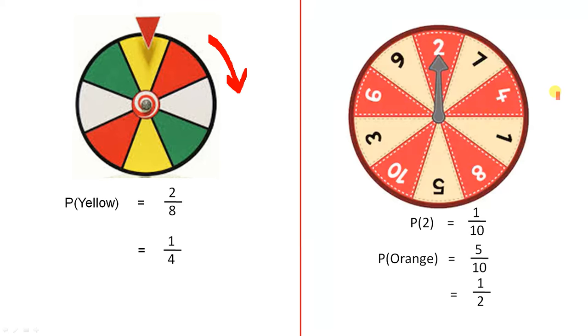Here we have another circular spinner, and we have on this one the numbers 1 to 10. And we've also got orange, yellow, etc. So the probability of landing on a 2 is 1 over 10, because there's 1 two, and there are 10 different numbers. The probability of landing on an orange is 5 over 10, which is a half. Of course, there are 5 oranges and 10 different little areas. So 5 over 10 is a half.